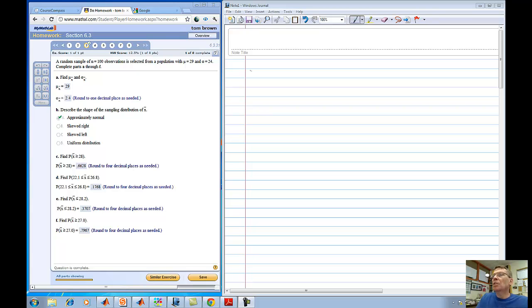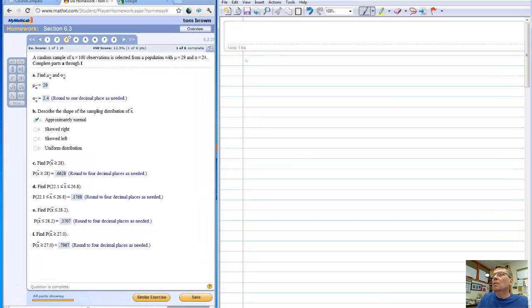So the first question is, what is the mean for x bar? And what is the standard deviation for x bar? Remember that x bar is just a symbol for the sample mean.